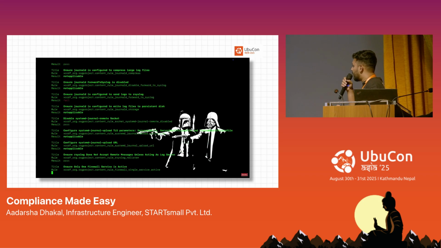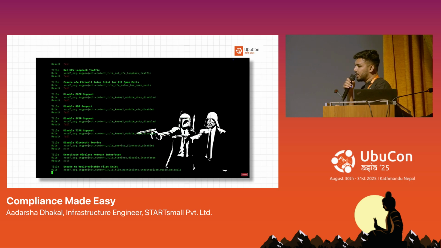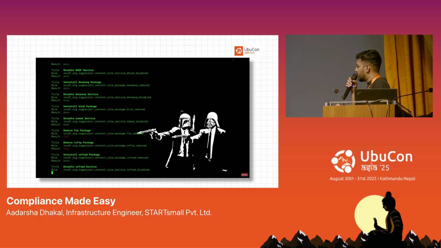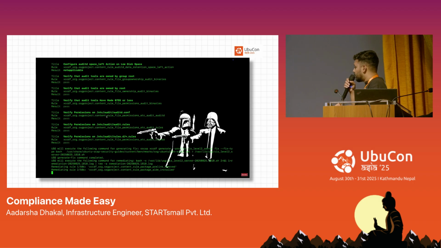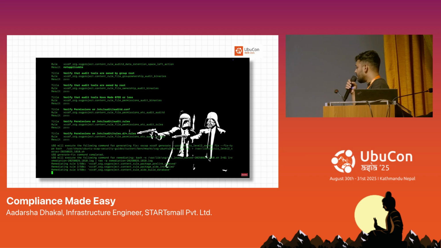Okay. So now we'll apply the fixes. The command is simple: usg fix. This will rescan your Ubuntu VM, and then after the scanning is done, it will generate remediation scripts. One by one, these scripts will execute in your system, and after this is done, our system will be compliant with CIS benchmark level 2. This will take around 2 to 3 minutes. As you can see, it's applying the fixes.